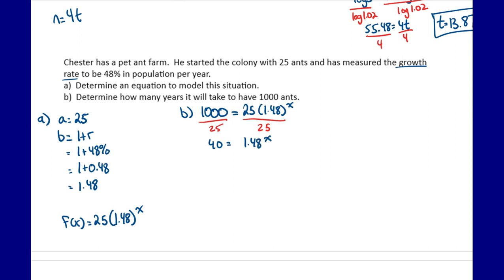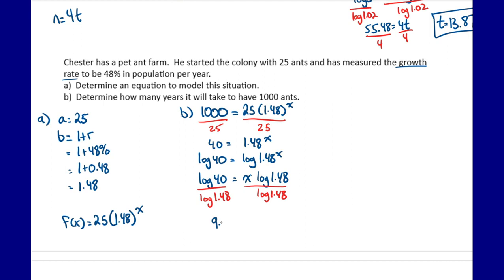So now I'm going to solve this exponential equation. I'm going to take the log of both sides. I'm going to use the exponent rule to bring that x down. Now I'm going to isolate x. I'm going to divide out the log 1.48 because it is just a number. One side would cancel out and we end up with 9.41 is equal to x. So it'll take almost 9.5 years before we get 1,000 ants based off of this growth rate or this model.